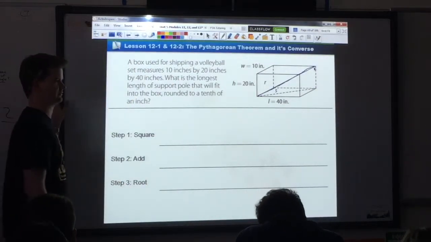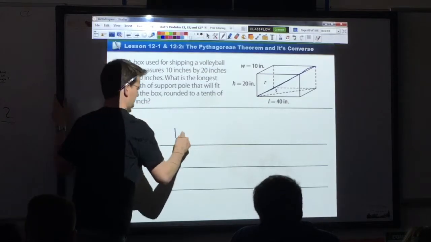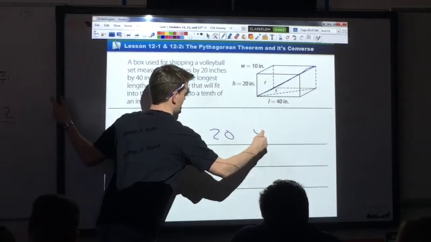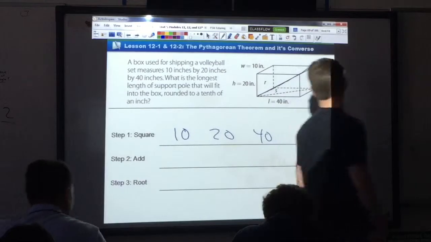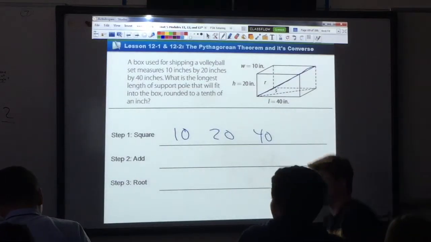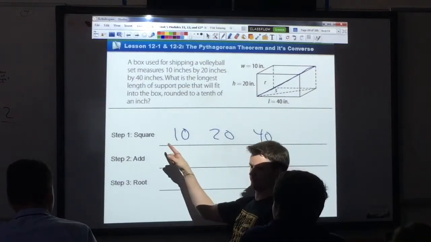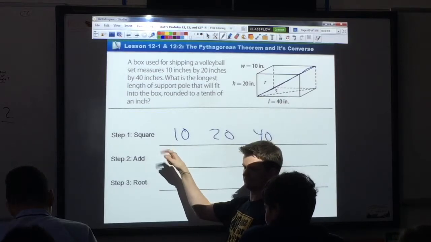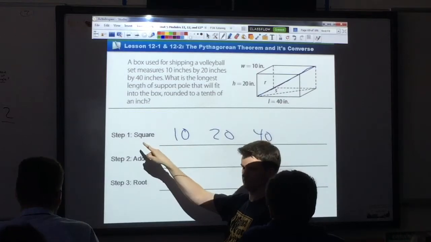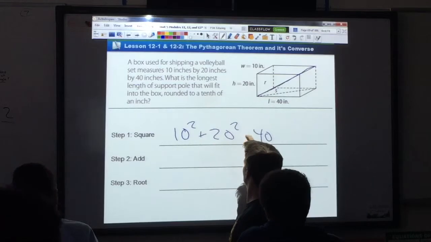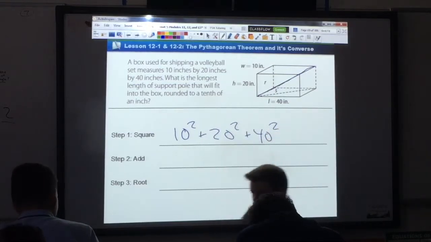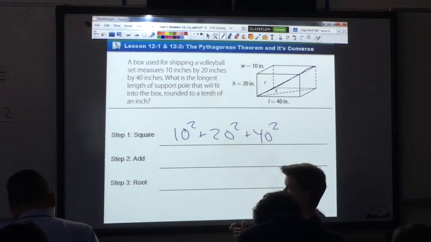Shimon, what are my dimensions? 10, 20, and 40. Chris, what am I doing with those dimensions? It's 3 words. Square, add, root. What's the first thing we do to it? We square them. 10 squared plus 20 squared plus 40 squared. We've got to square them, and then we're going to add them together, and we'll take the root.